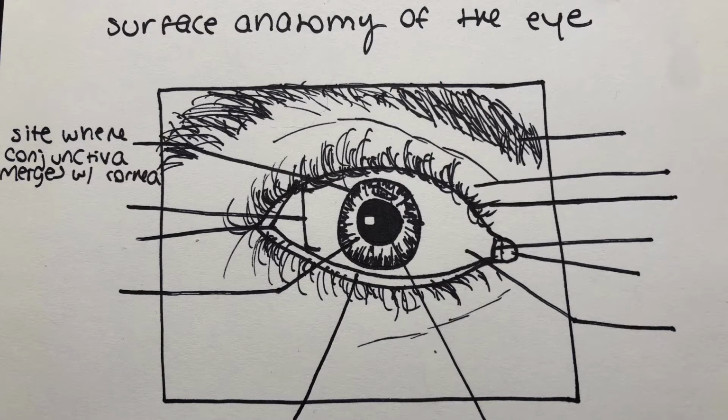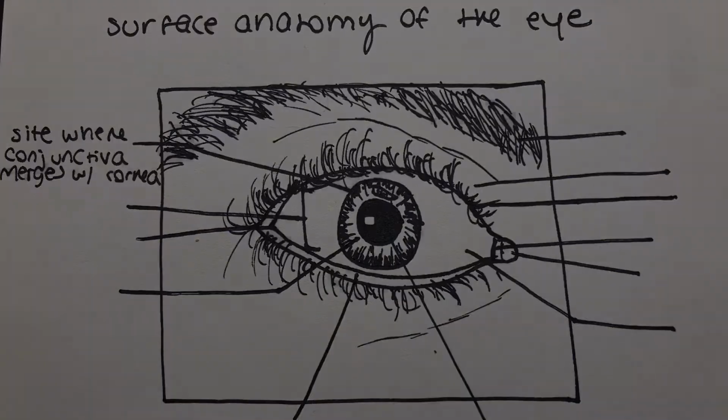This is a drawing of the surface anatomy of the eye and its accessory structures. The accessory structures of the eye include the extrinsic eye muscles, eyelids, conjunctiva, and the lacrimal apparatus. We will be talking about the conjunctiva and the lacrimal apparatus later in the video. We will now be talking about the surface anatomy of the eye and the functions of all the parts.